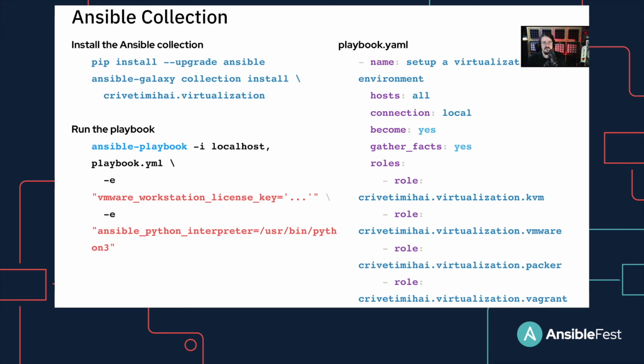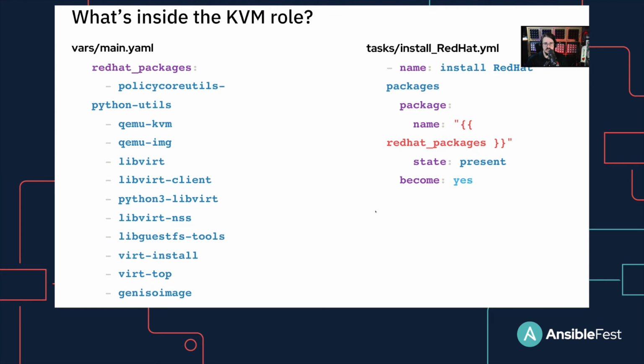To set this up, I've created an Ansible collection. You can find it on Ansible Galaxy. It's here, kvetimihai.virtualization. You can use this to do things like install KVM on your host, or you can install VMware, Packer, Vagrant, and you can even install VMware or VM tools with roles within this collection. Roles are created in a fairly straightforward manner.